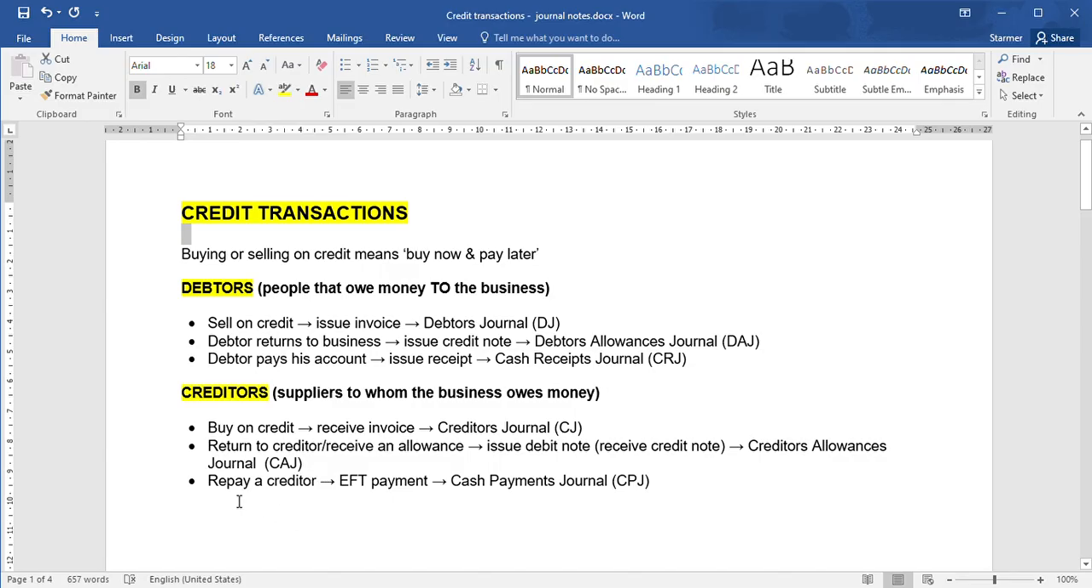It is only when we pay back our creditor that money is involved. We're going to make an EFT payment to pay back our creditors, and that is when you're going to record in the Cash Payments Journal. What I'm going to do now is go through a worked example on this.